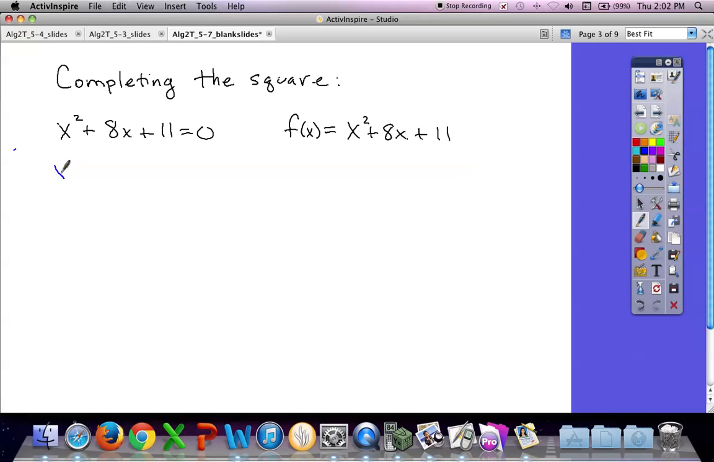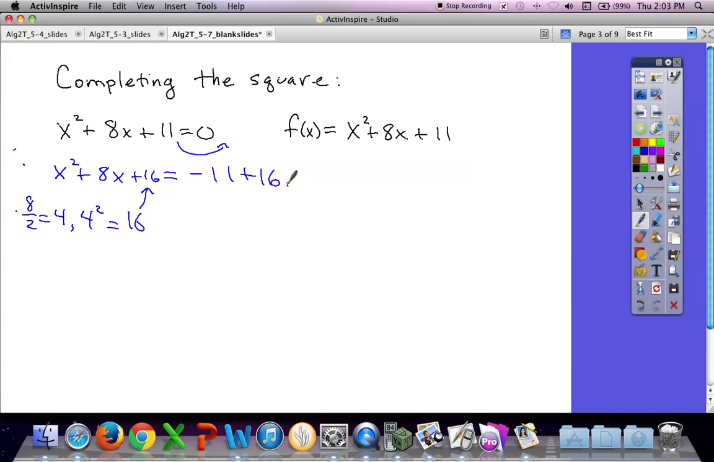Okay, first, you write x squared plus 8x, the first two terms only, and then you subtract 11 to the other side, right? So we move that to the other side. Now, to complete the square, we take half of the b, half of 8, which is 4, and you square it. 4 squared is 16. That's the number you put here, plus 16. But if I add 16 to one side, I have to add it to the other side too. So I add plus 16 over here.